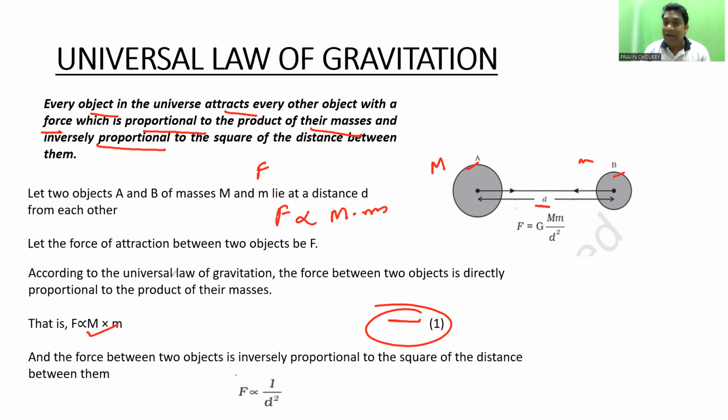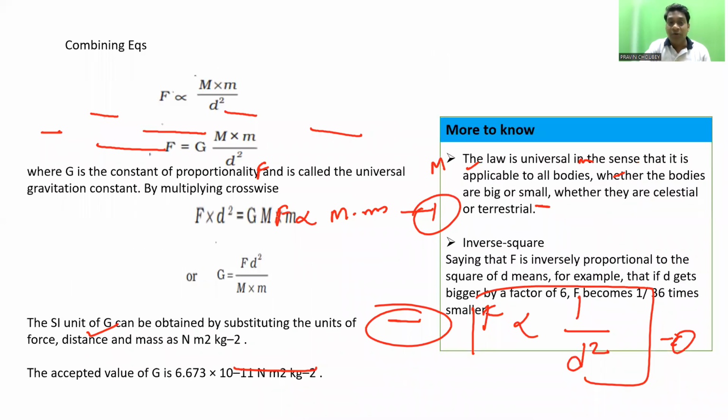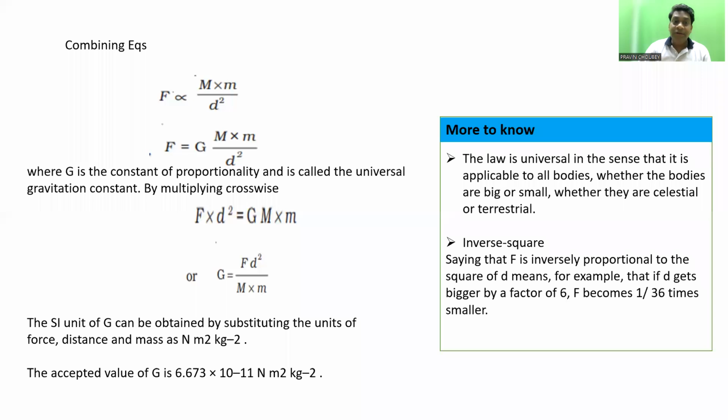Again, the universal law of gravitation says that the force of attraction is also inversely proportional to the square of the distance between them, and we know d is the distance between A and B. So F is proportional to 1 by d square. This will become our equation number 2. When we combine these two equations, we get this formula: F is directly proportional to M into m by d square.